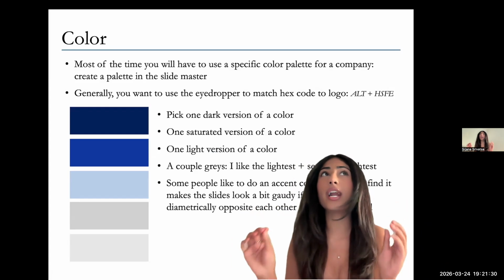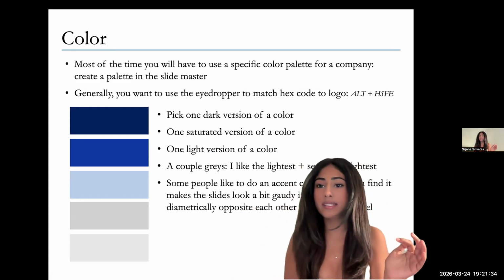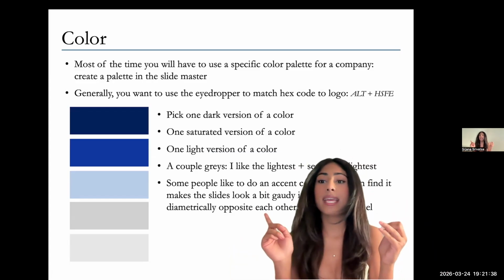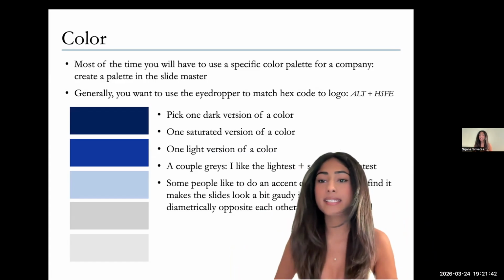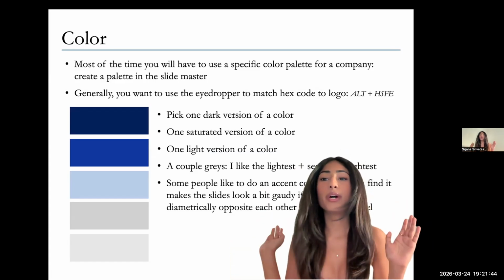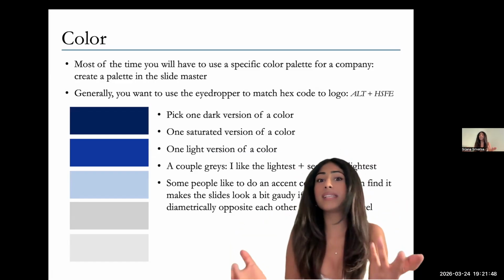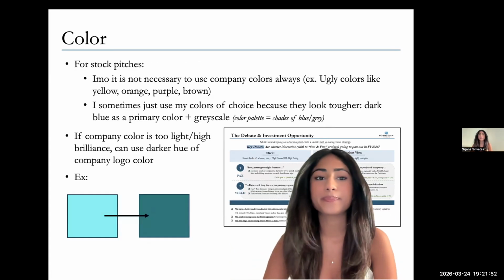Other than that, I try not to use accent colors, and instead I just like to use different shades of the same color just because I think this looks better. I pick one dark version, a saturated version, and a light version, and then I always like using gray in my slide decks. I think gray is an amazing way to replace the need for an accent color just because gray is cleaner and the grayscale looks better, and so I'll just use a couple of grays.